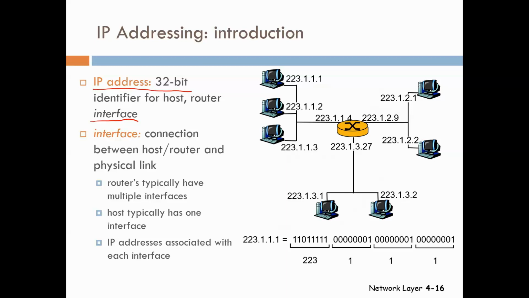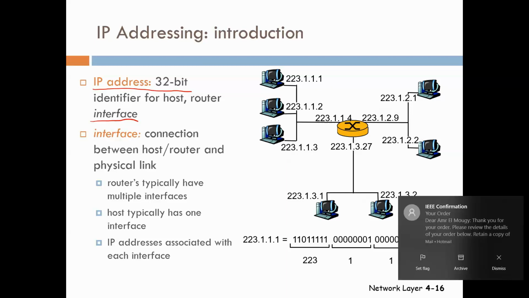However, routers have multiple physical ports. They connect to different networks, such as the router that you see in this figure, the yellow one. Because it has several physical ports, that means it has several interfaces. So the routers will have as many IP addresses as they have interfaces.